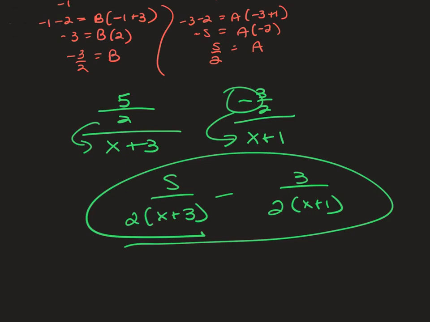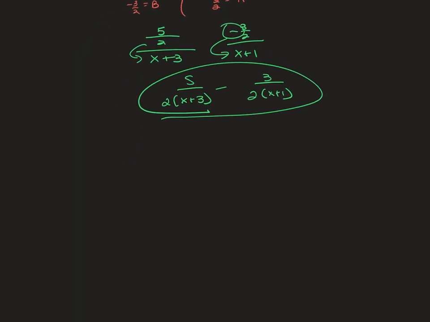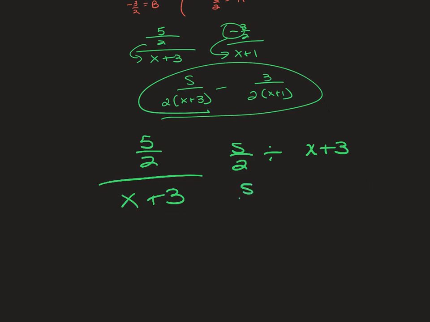I don't understand why it flips like that. Why, can you bring it to the bottom, you mean? Yeah. So if you took 5 over 2 over x plus 3, this is technically 5/2 divided by x plus 3, right? Yeah. Times, keep, change, flip. You're just not doing that step.